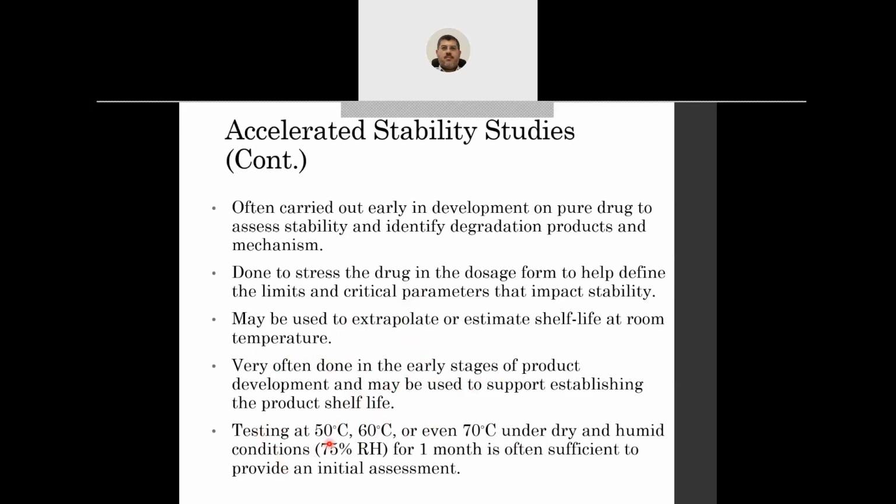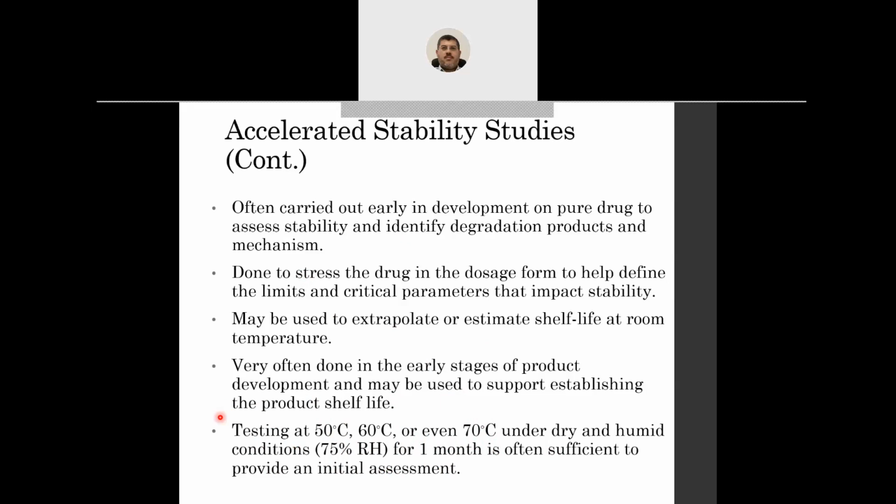Testing can be done at 50, 60, and even 70 degrees, usually in humid conditions, 75%. One month is often sufficient to provide an initial assessment, but for regulatory purposes, the standard method is to do it at 40 degrees only. Actually, what we explain here may be a little different from the regulatory requirements now.